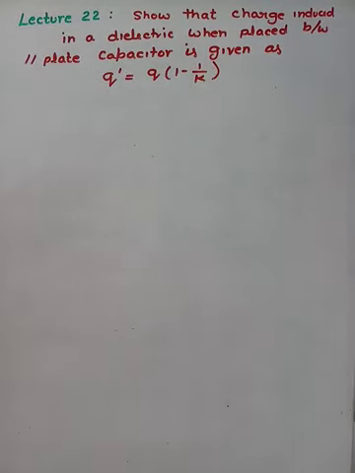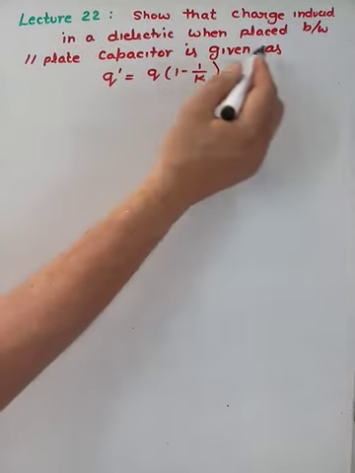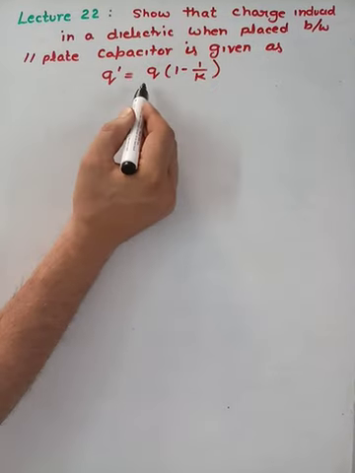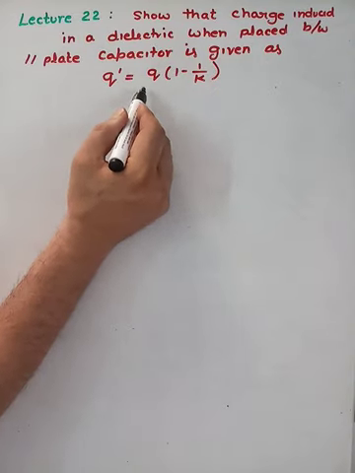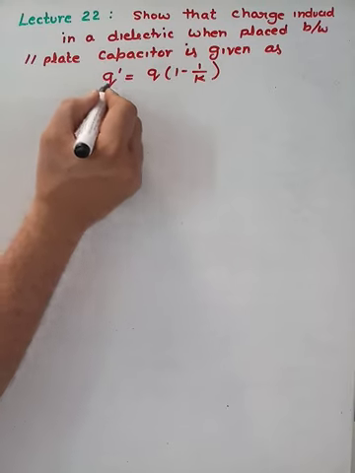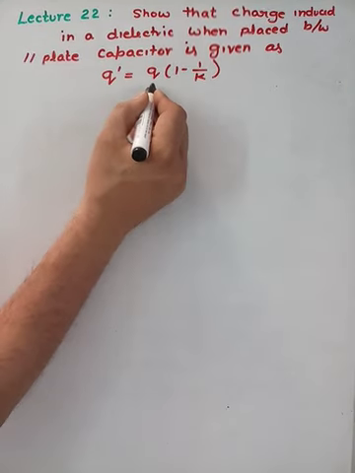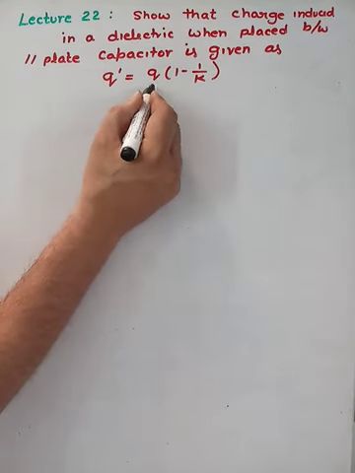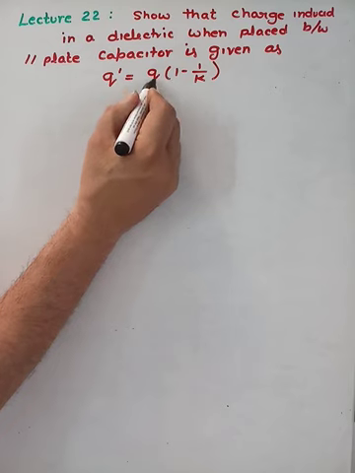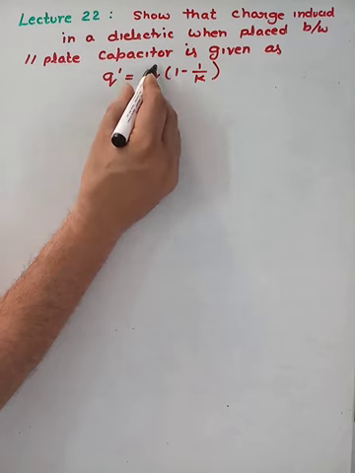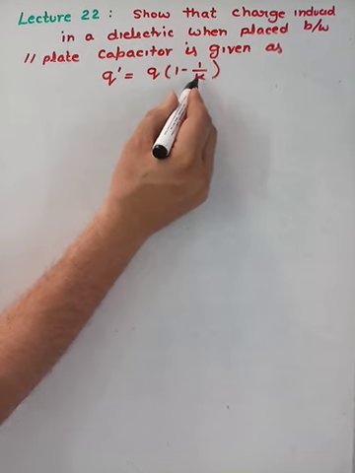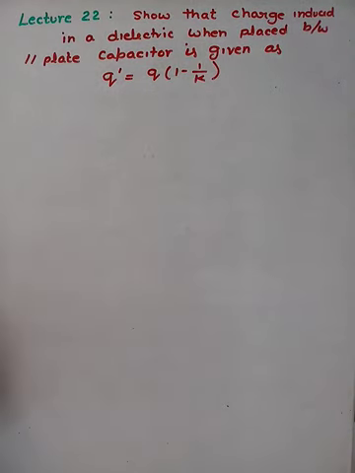Hello everyone. Today we discuss induced charge on a dielectric when placed in an external electric field. This Q dash is induced charge and the uniform field is provided by a parallel plate capacitor which has a charge Q and K is the dielectric constant.